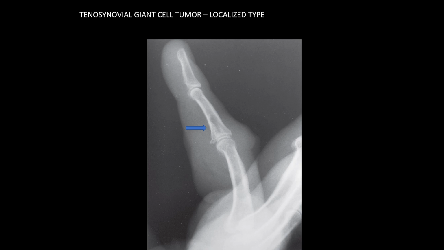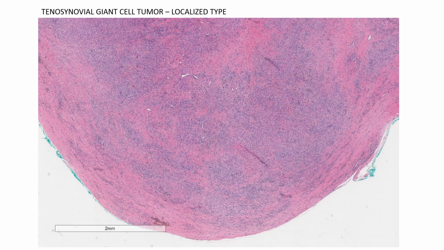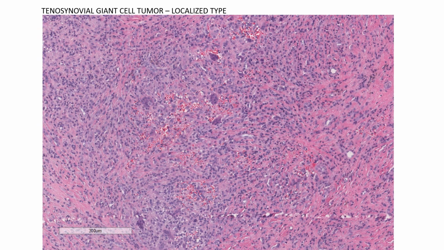X-ray film shows a well-circumscribed soft tissue lesion at the site of the proximal interphalangeal joint. Arrow points to the small erosion of the base of the middle phalanx. This is a low-power view of localized tenosynovial giant cell tumor and shows a well-circumscribed, lobulated lesion partially covered by a fibrous capsule. Higher power view shows proliferation of mononuclear histiocytic cells with blunt nuclei, pale cytoplasm, and scattered osteoclast-like giant cells, which shows similar histopathology to the diffuse type.